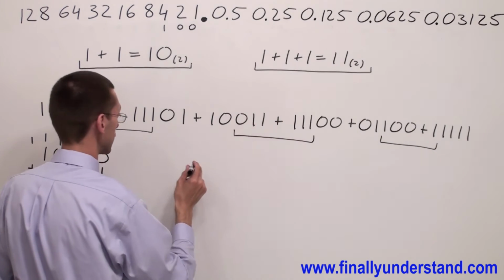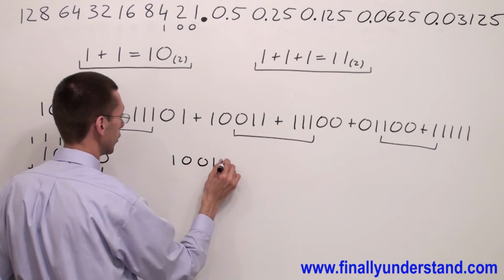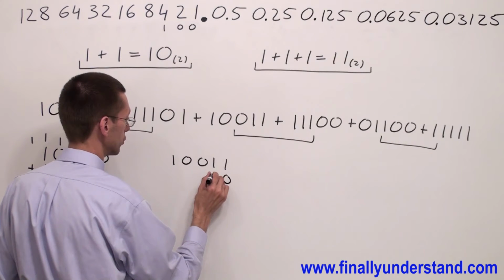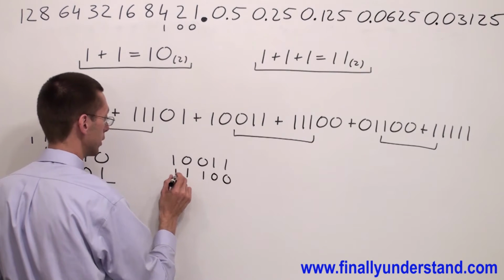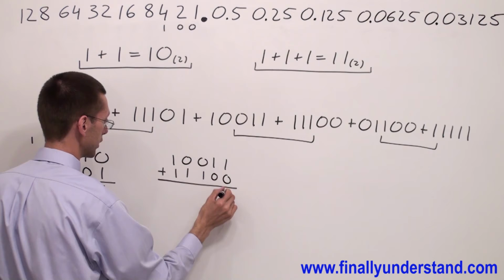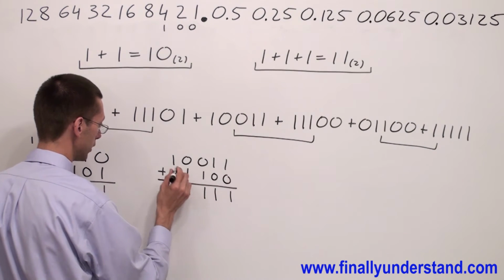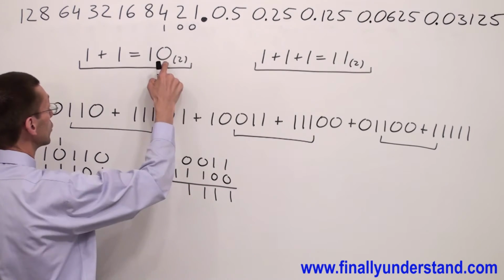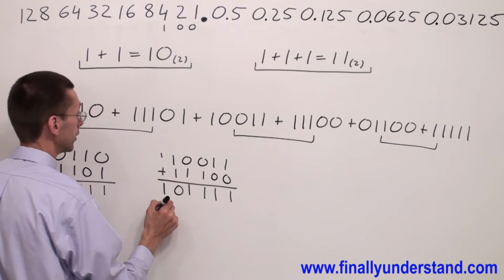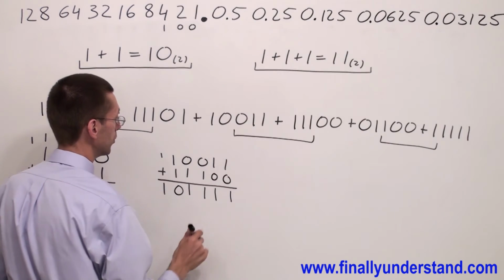Now, we have 1 0 0 1 1, this number plus this one. We have 0 0 1 1 1. Add them up. We have 1 plus 0 is 1, 1 1 1. 1 plus 1 is 2, that's why I have to write 0 and carry of 1. So this is the sum of these 2 numbers.